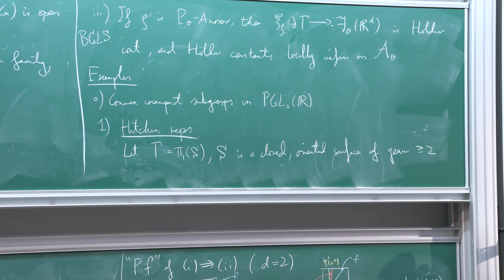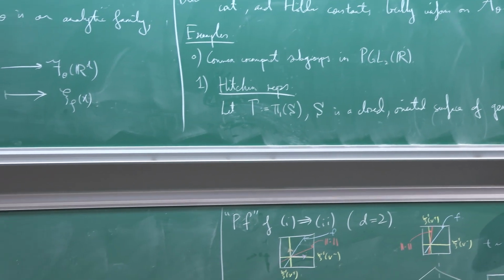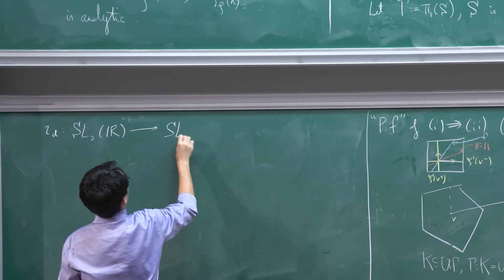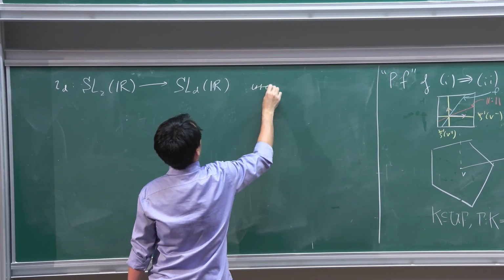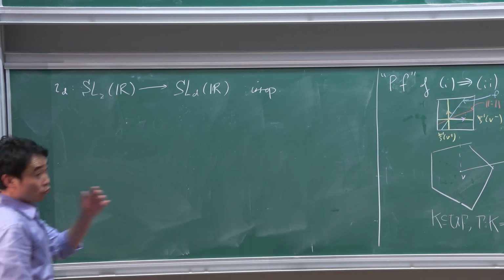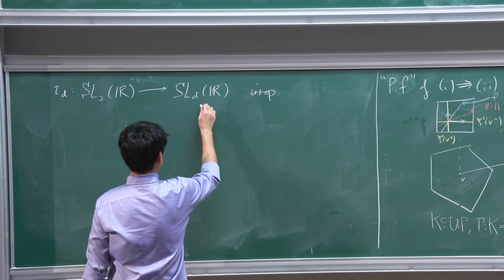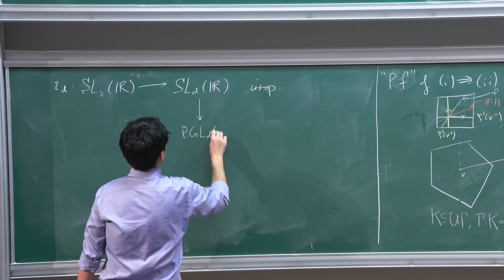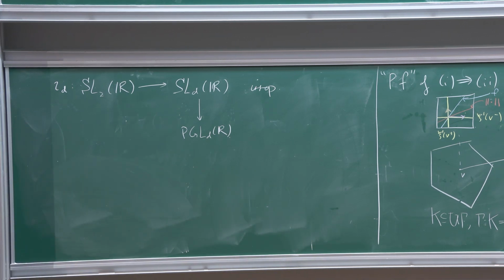Okay, then I'm going to let iota D from SL2R to SLDR be an irreducible representation. These are unique up to conjugation. Because I'm working in PGLDR, if you want, you can just projectivize it and put it inside of PGLDR. So this is my iota D.